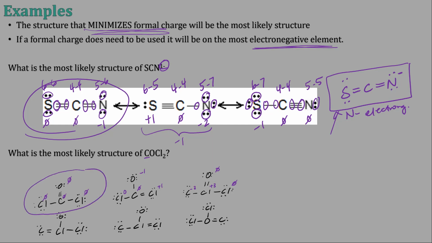All right. I'm not going to assign any more to this. I just wanted to show you all the different variations that you could make, and none of them make it to where all the formal charges are 0 except for the first one.